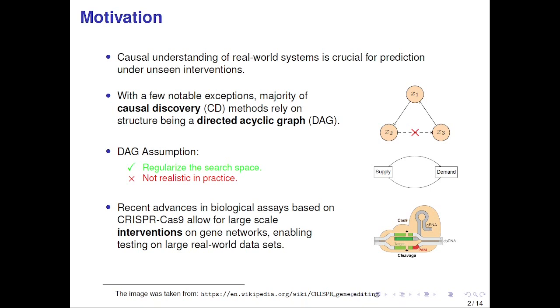causal discovery methods on. But more recently, some of the advances in biology have allowed for performing large-scale interventions on gene regulatory networks, which enable us to develop causal discovery methods which are capable of learning cycles and also being able to test them on real-world datasets.